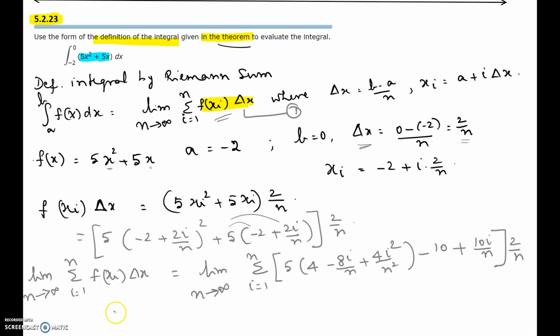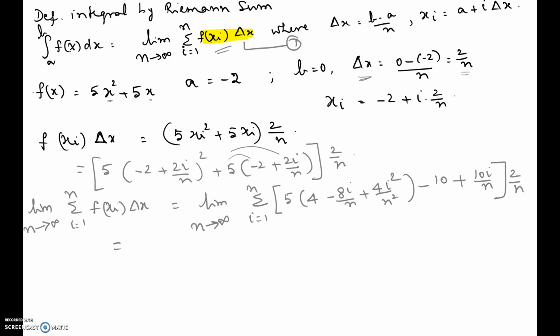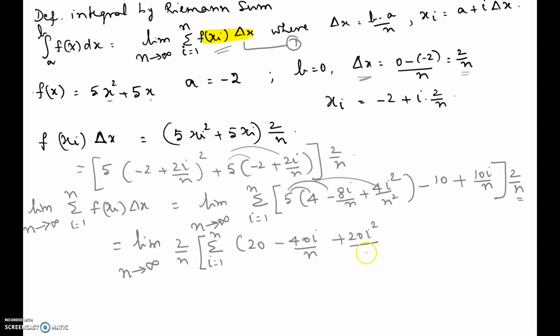So we have here the limit as n approaches infinity. Then we can even take the 2 over n outside, then take the sigma from 1 to n. Now we can distribute: that will be 20, then negative 40i over n, and 20i squared over n squared, minus 10 plus 10i over n.